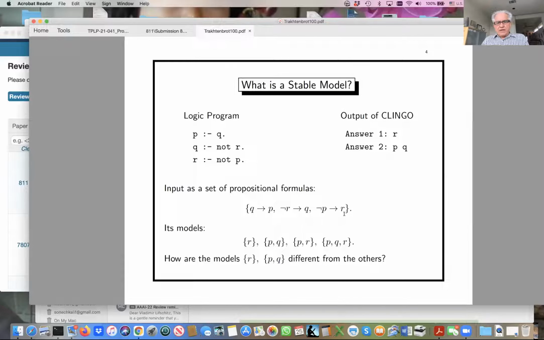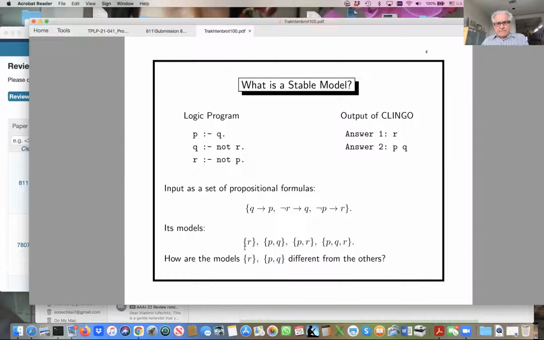And if we look at the truth assignments that satisfy these three implications, the models of the set of formulas, we'll see that there are 4 of them out of 8 ways to assign truth values to P, Q, R. There are 4 that satisfy all 3 formulas, and we'll represent these models by sets of atoms. Every truth assignment will be represented by the set of all atoms that get the value true. So this singleton R, for instance, is the truth assignment that makes R true and makes P and Q false.